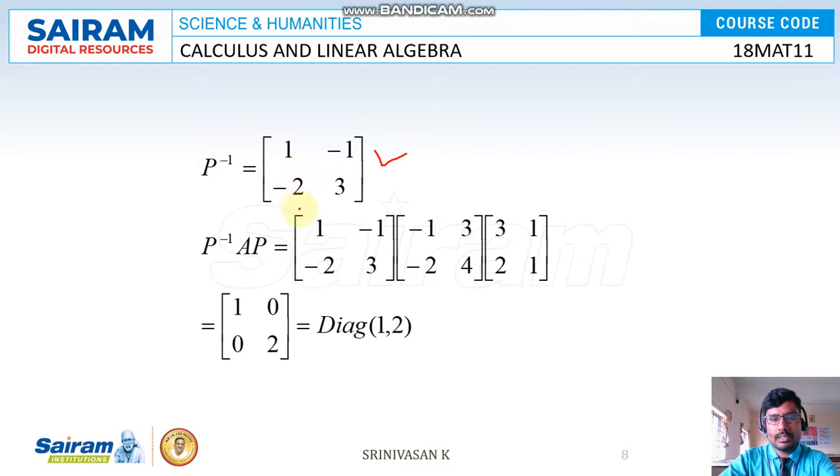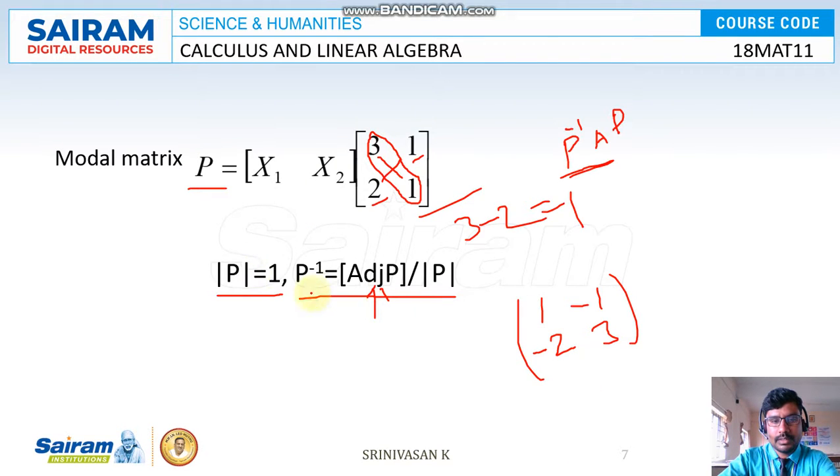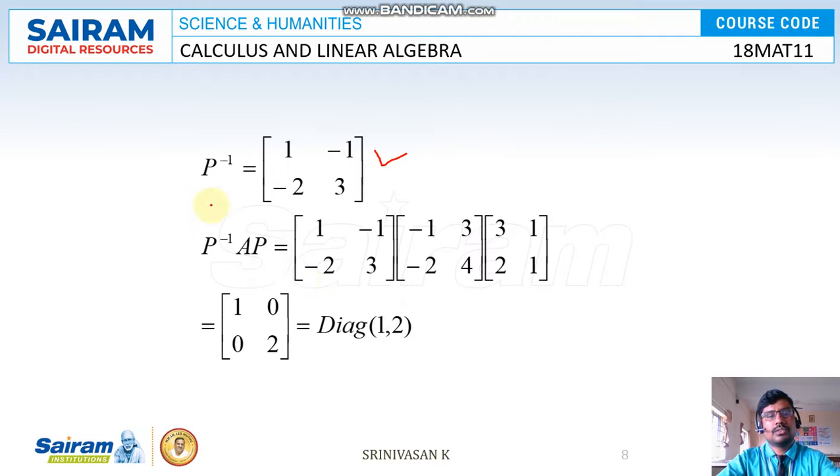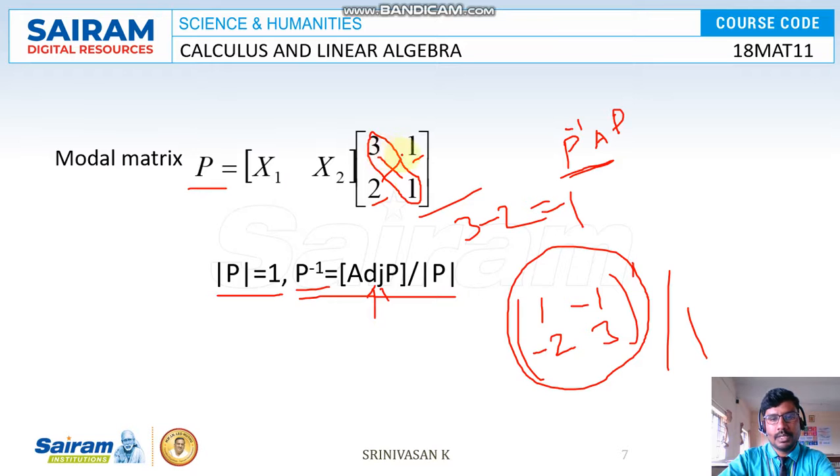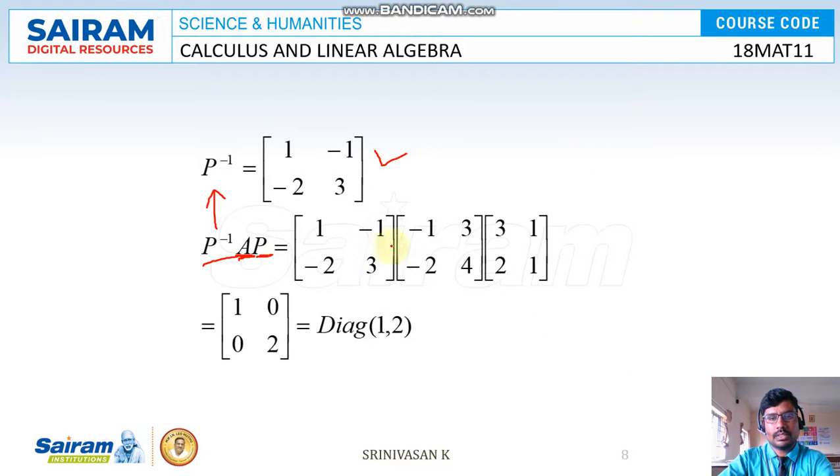And after that, P inverse, what is the formula? P inverse equal to adjoint of P divided by 1. So 1 is 1, so this is the adjoint of P, as well as the P inverse. So P inverse equal to 1 minus 1 minus 2 3. And next P inverse into A into P. What is P inverse? Already we found P inverse. And A is the given matrix, and P we also got earlier. So P is 3 1 2 1.